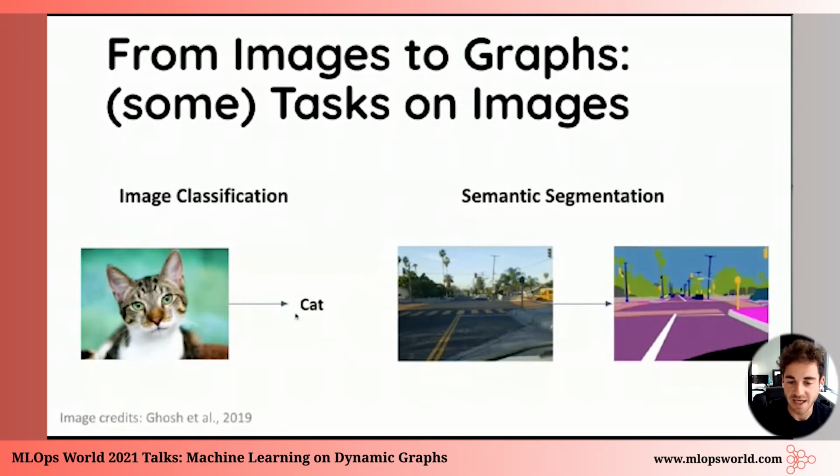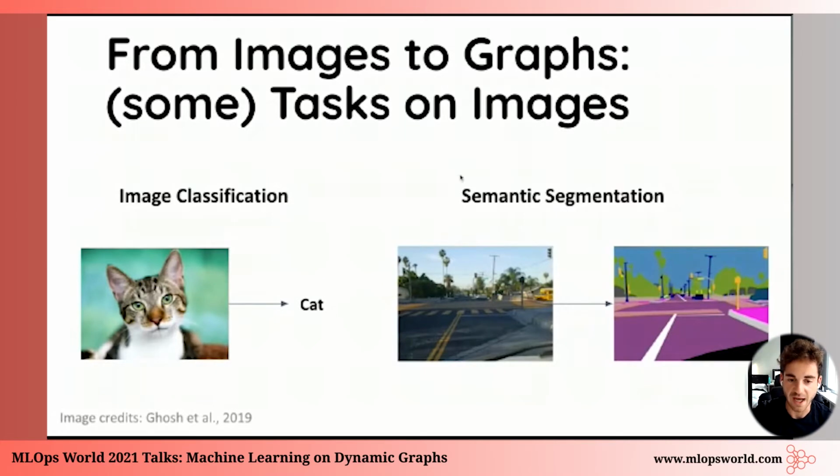Another common task is so-called semantic segmentation, where basically the idea is that we want to classify each pixel into some sort of class. So for instance, here we are coloring purple all the pixels belonging to a road, blue all the pixels belonging to cars, green the trees, and so on. So basically it is putting pixels together into classes.